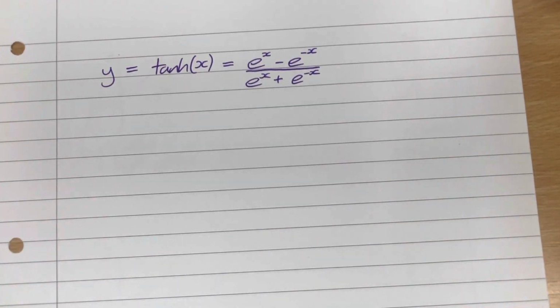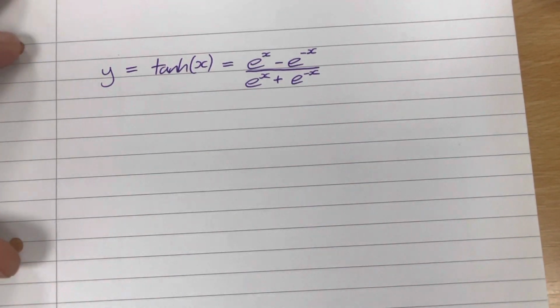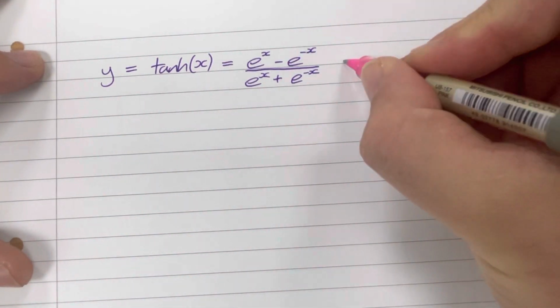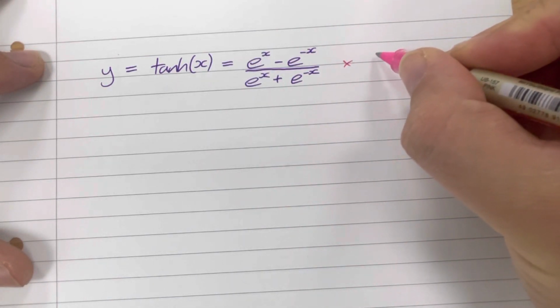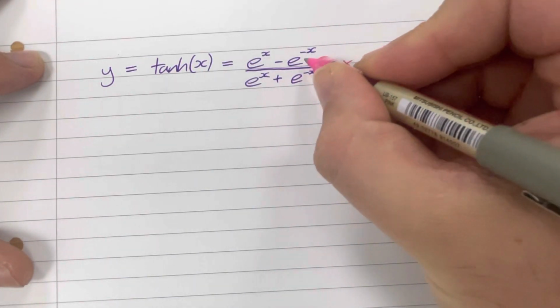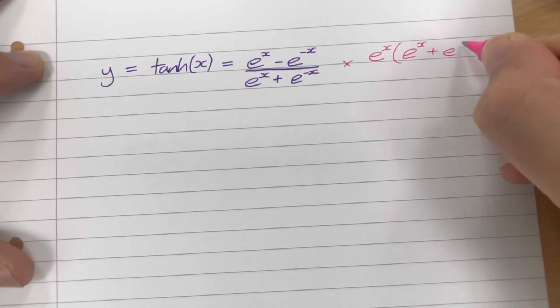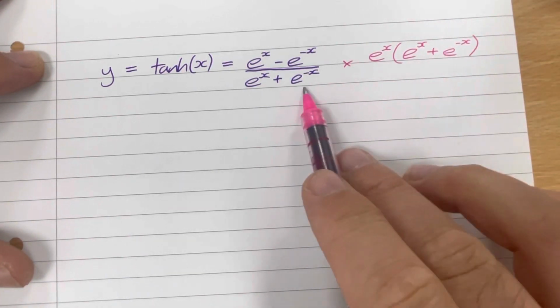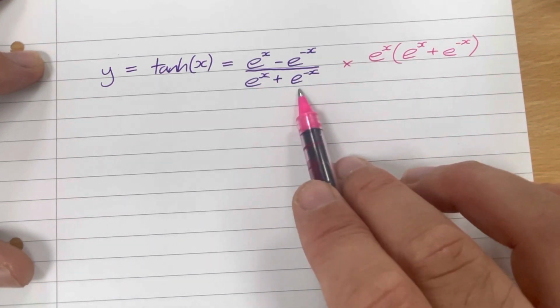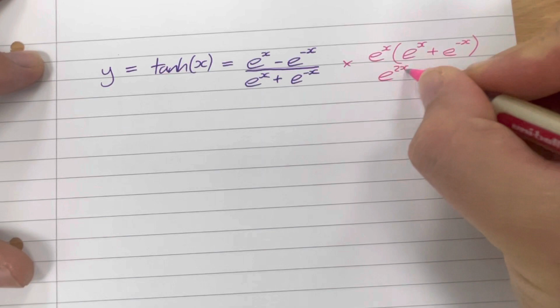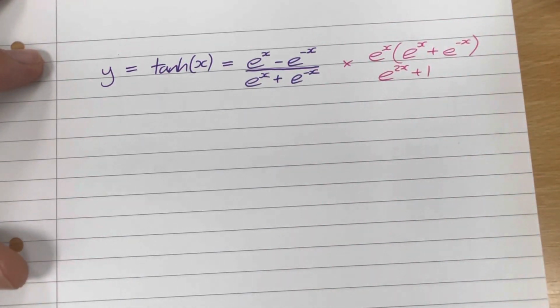The process is exactly the same. We are going to create a quadratic equation which we're going to solve. So I'm going to times the whole thing by e to the x, just to get rid of the negative indice there, and then times by e to the x plus e to the minus x, just to get rid of this fraction here. That's of course the same thing as timesing by e to the 2x plus 1. Okay, it's doing the same process.